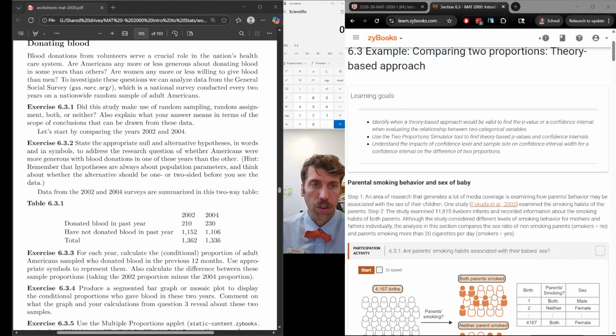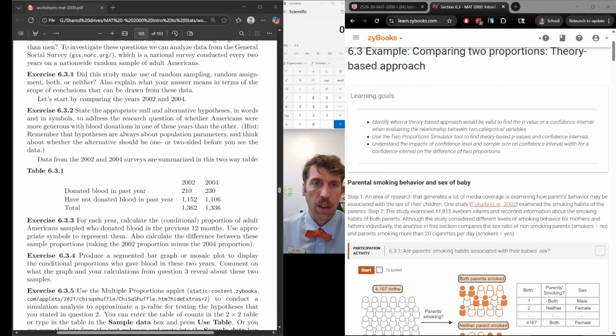Okay, then number 2, state the appropriate null and alternative hypotheses in words and in symbols to address the research question of whether Americans were more generous with blood donations in one of these years than the other. So think about what Greek letter you should have in your hypothesis for the symbolic way of describing that. It's the same Greek letter you saw when you're reading section 6.3 in the book.